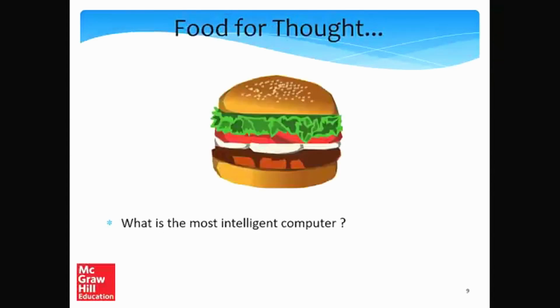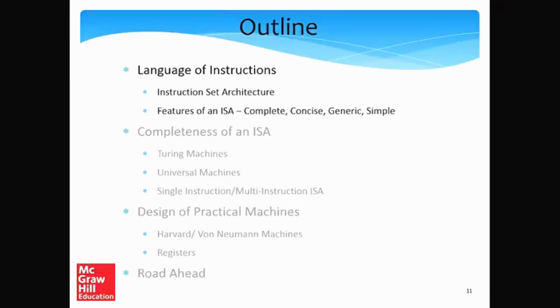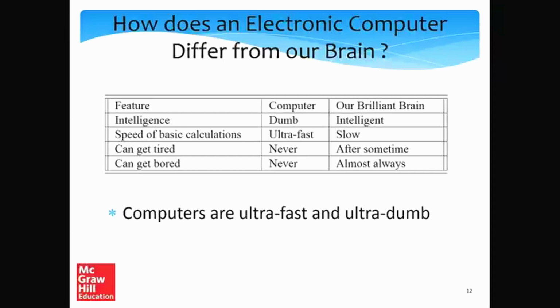So some food for thought. What do you think is the most intelligent computer? So we'll have many of these burger icons throughout the presentations. This will stimulate the student to think a little bit more. So the answer is our brilliant brains, they are clearly the best computers by far. And so how does a computer differ from our brilliant brain?